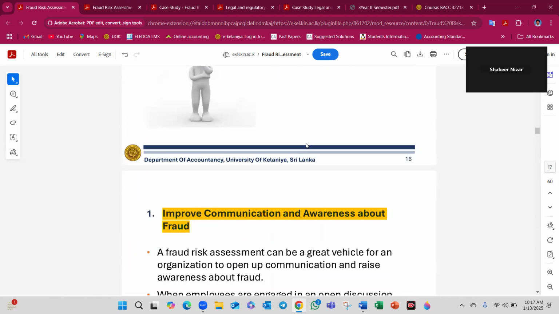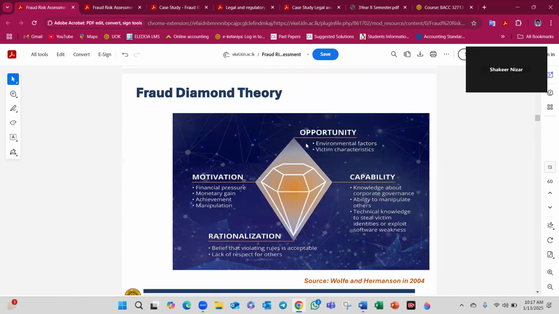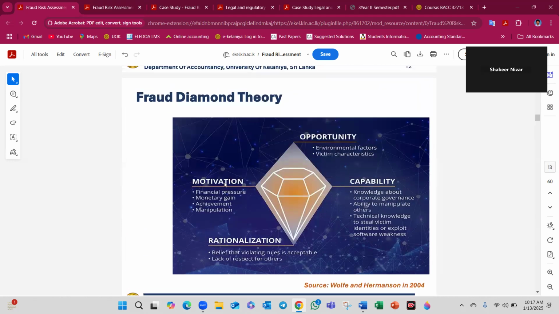If I go to the slide here for the diamond theory. So that is motivation: the financial pressure, the monetary gain achievement or the manipulation. Rationalization: you are rationalizing a belief that violating rules is acceptable, lack of respect for others. Opportunity: environmental factors, victim characteristics. Capability: in the sense that you know about the corporate governance, ability to manipulate others, technical knowledge to steal victim identities, to exploit software weaknesses. Those are the things.